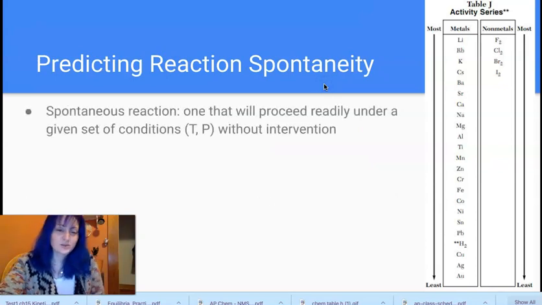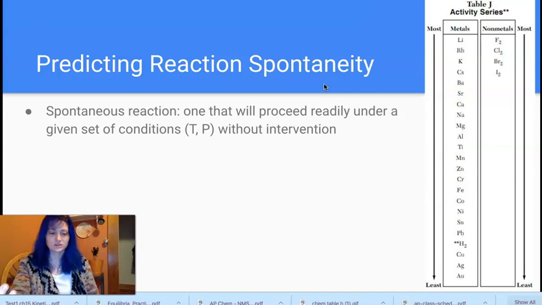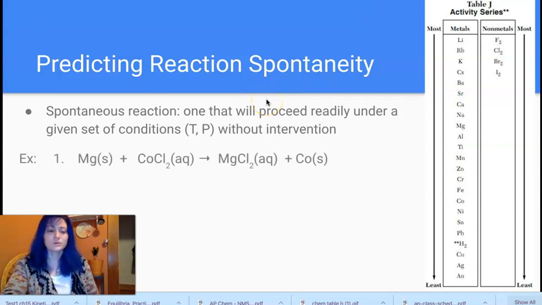So we use it to predict reaction spontaneity. A spontaneous reaction is one that will proceed without intervention under a set of conditions. So whenever you define a reaction, you always define it under temperature and pressure. So let's look at example 1 here.